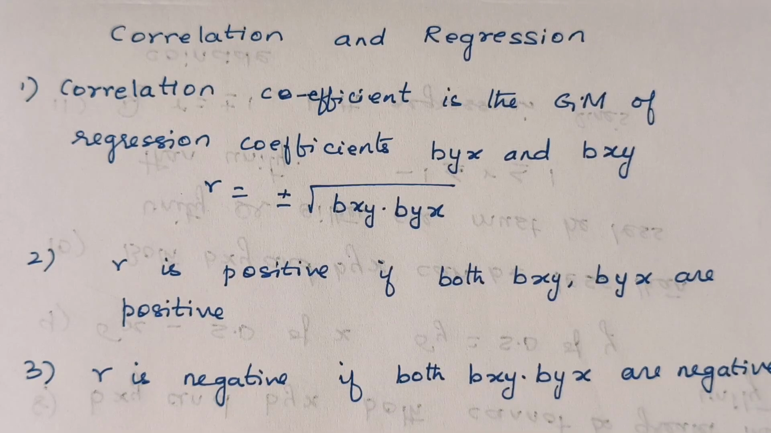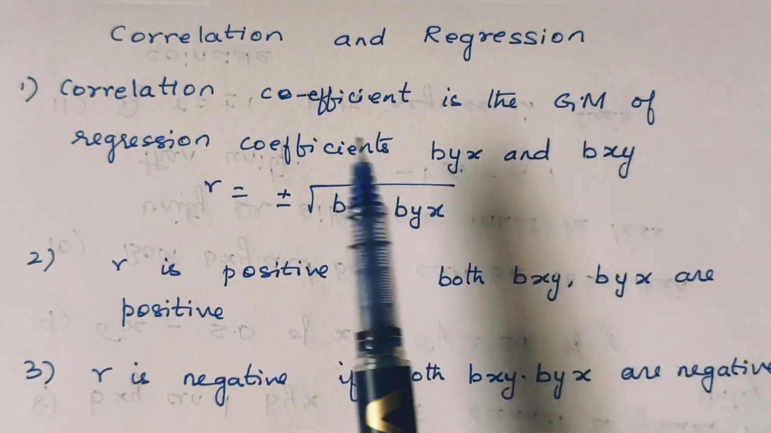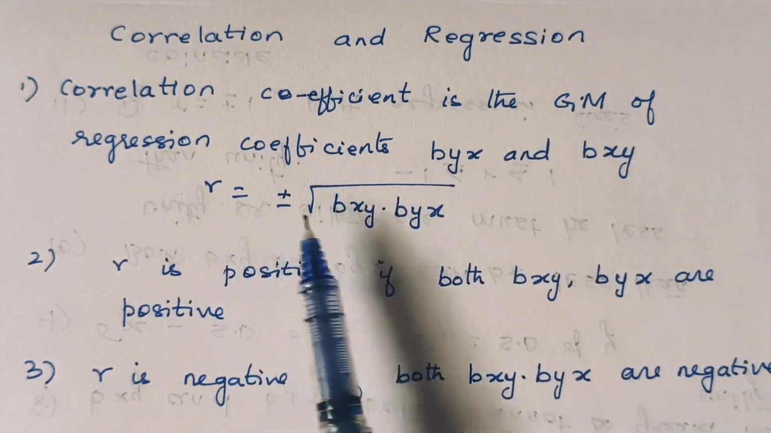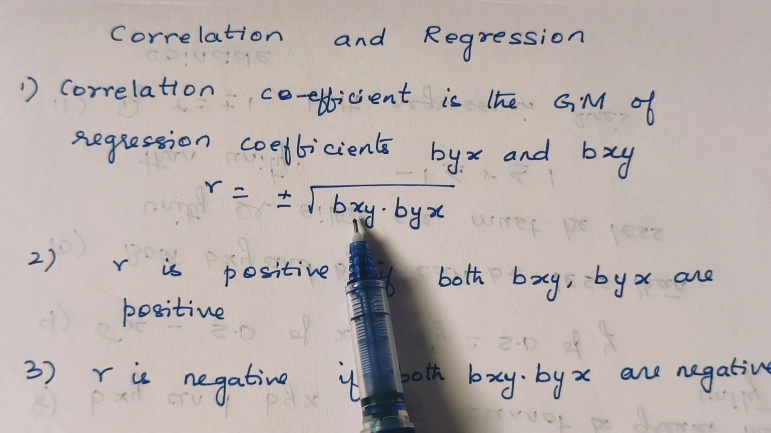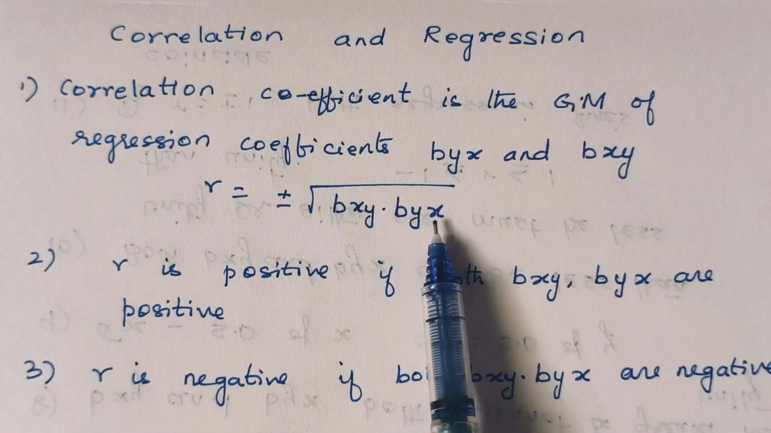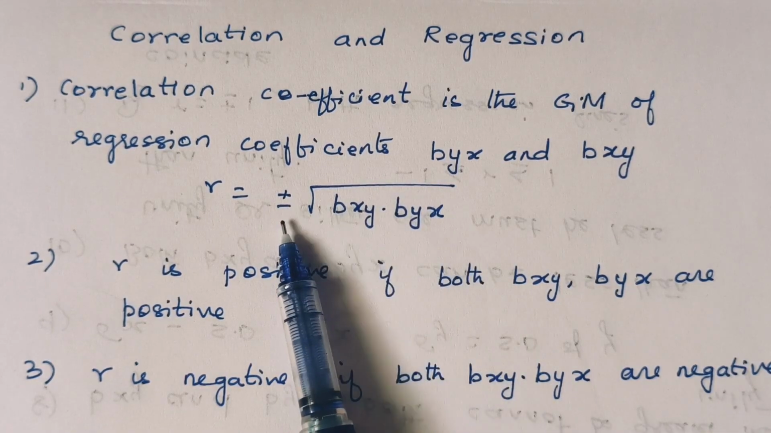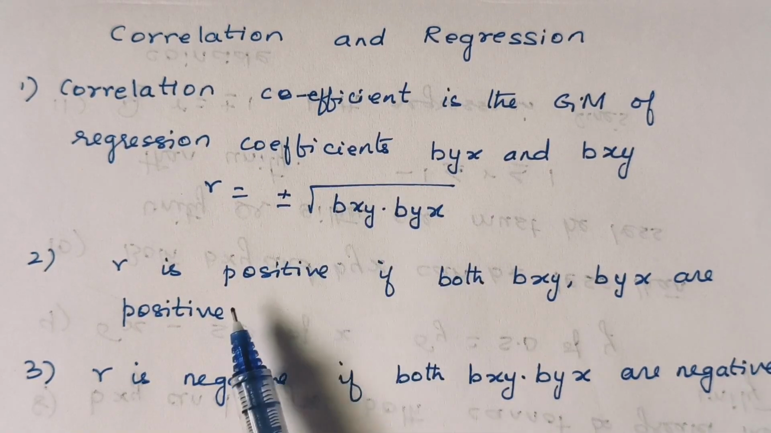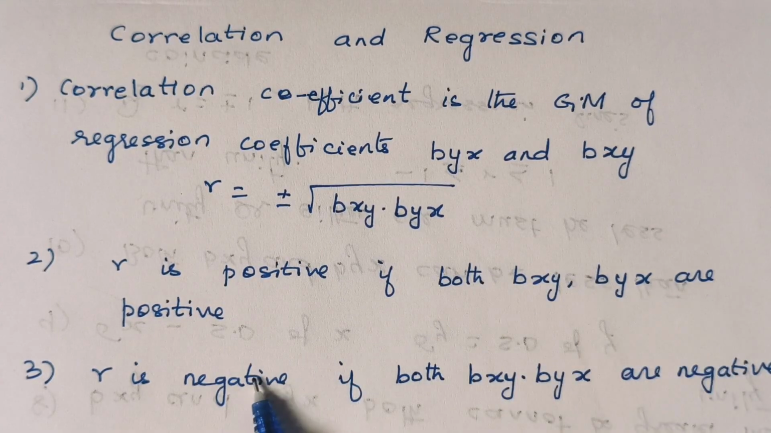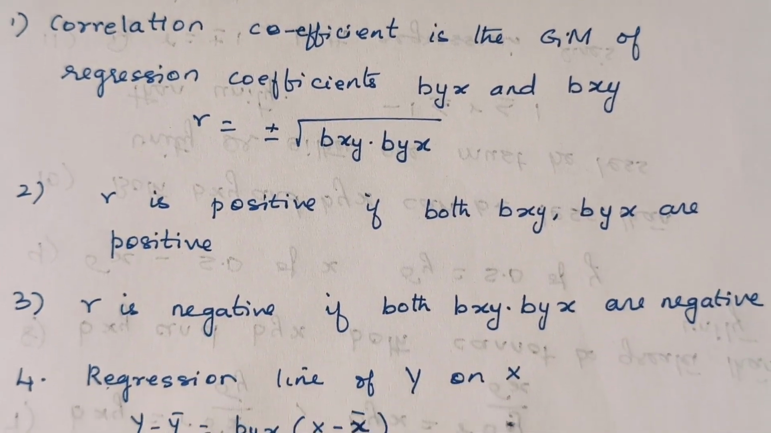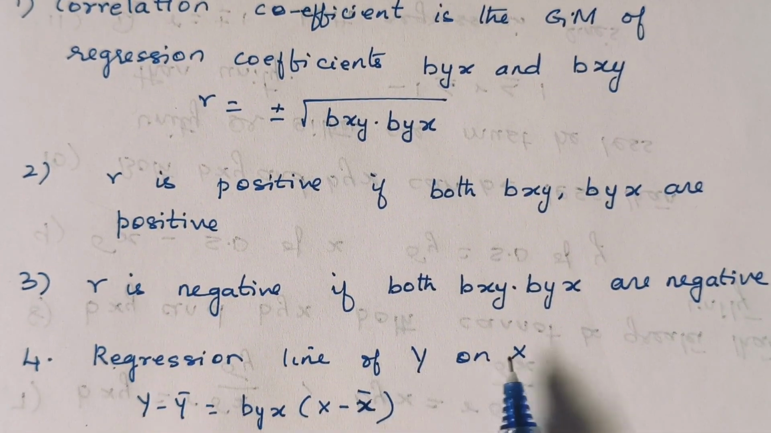Today: correlation and regression, points to remember. The correlation coefficient is the geometric mean between the regression coefficients byx and bxy. That is, r is equal to plus or minus the square root of bxy into byx. r is positive if both bxy and byx are positive. r is negative if both bxy and byx are negative.